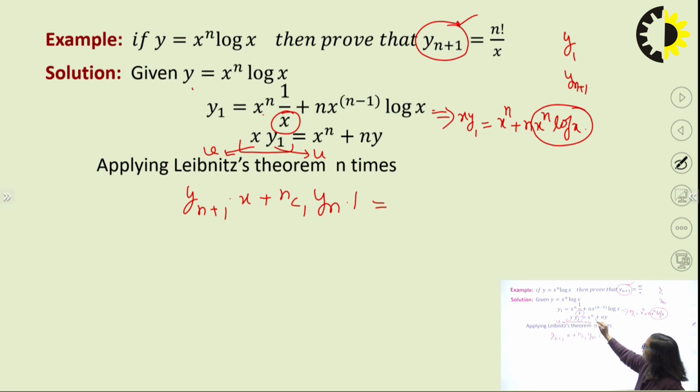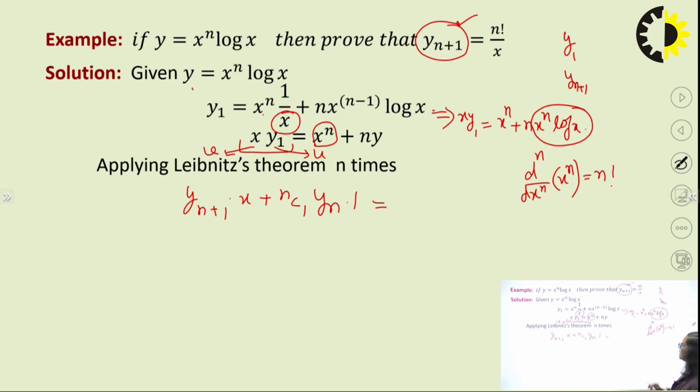Coming to the right hand side, now I have to take the nth derivative for this x to the power n. If you remember from successive differentiation, the first derivative is n x to the power n minus 1, the second derivative is n into n minus 1 x to the power n minus 2, and going on like the same, the nth derivative is given by factorial n. So its nth derivative becomes factorial n, and for this n into y, n is a constant here and the nth derivative of y is yn.